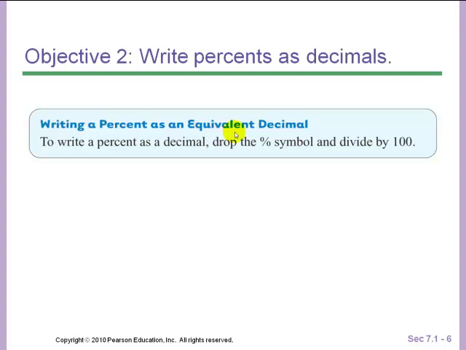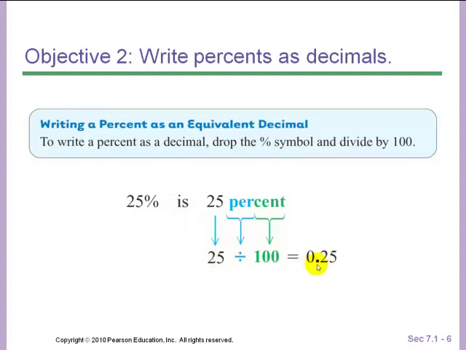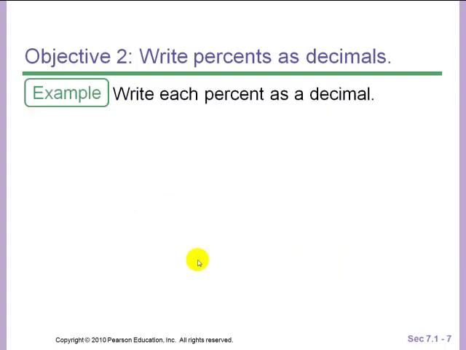Writing a percent as an equivalent decimal. To convert from a percent to a decimal, you drop the percent symbol and divide by 100. So 25% means 25 per 100. And per is another word for division. So 25% means 25 divided by 100. When you do this division, you get 0.25. Remember, when you multiply or divide by 100, you're just moving the decimal place. So when we divide by 100, you're just moving the decimal point 2 places to the left.